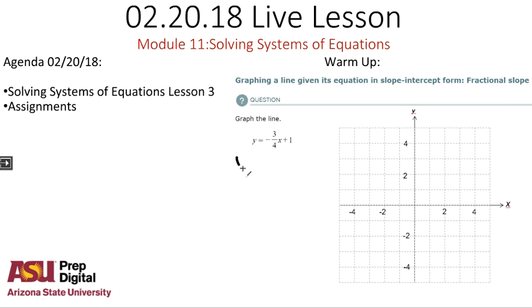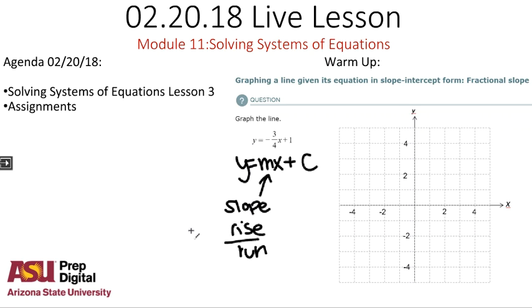A more general version of a line is y equals mx plus c, or you might see this as b, depending on the resource. Either way, the m is the slope, which is your rise over your run. Rise is your change in your y, and run is your change in your x value. And then the c value is the y-intercept, and it's exactly what it sounds like. The y-intercept is where the line crosses the y-axis, so where it intercepts the y-axis.